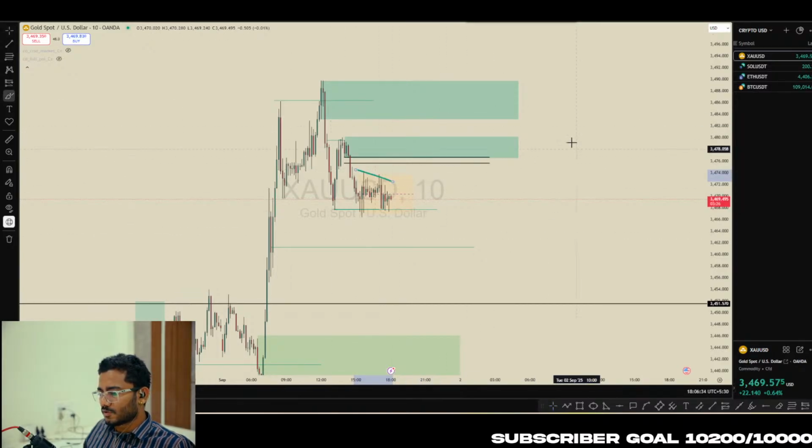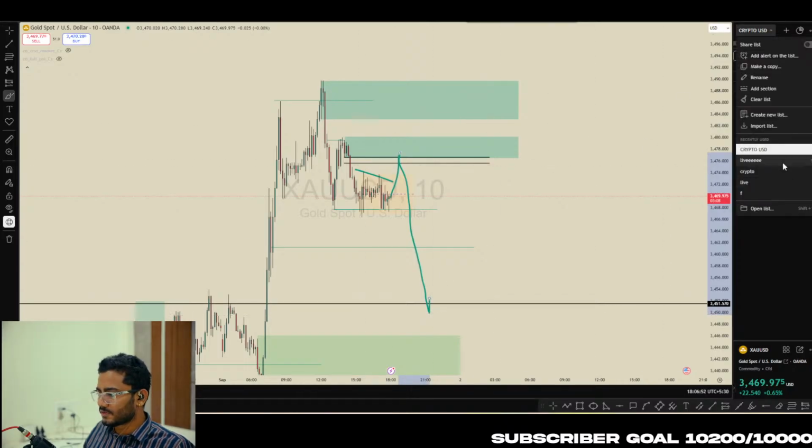Right now there is no liquidity. Once price taps this area, price will sweep these previous highs. So there will be volatility in the market, and then we can look for continuation to the downside. So this is one setup I'm looking for.